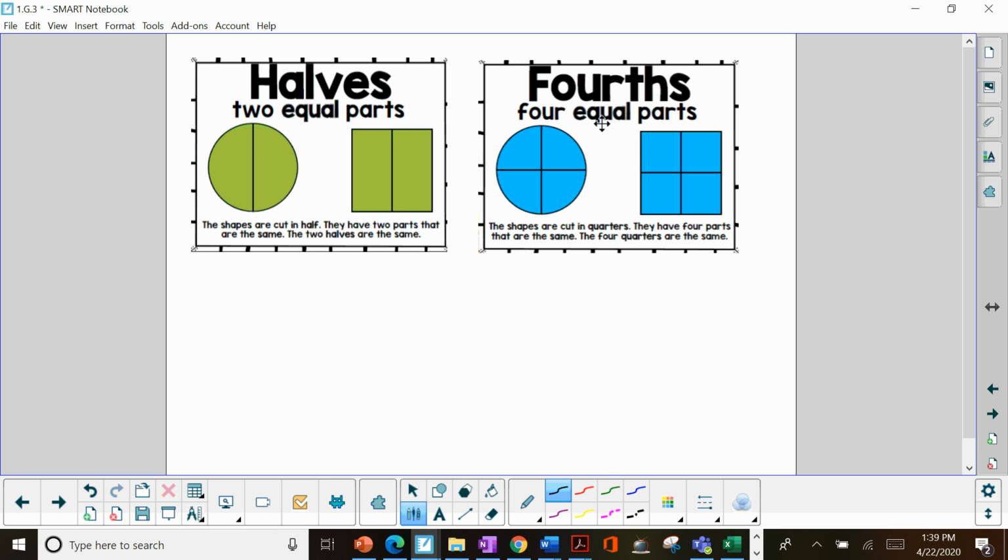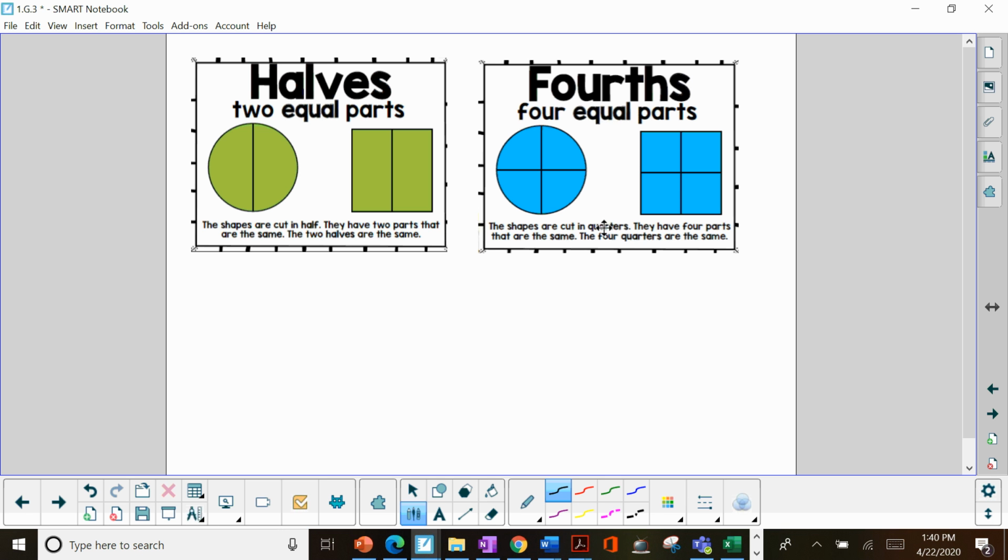And fourths is you have 4 equal parts, and the shapes are cut in quarters. We call quarters and fourths the same thing. It's just dividing it into 4 parts. I think they get the word quarters because it takes 4 quarters to equal $1, or 4 quarters to equal 1 whole. If you look at the size of each of these parts, they're all the same size.